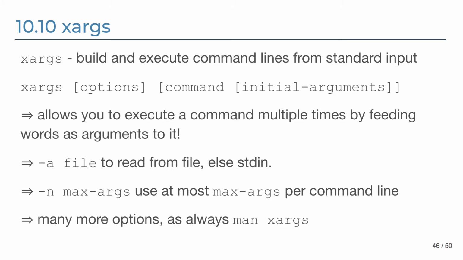And again, a couple of parameters: -a to specify the file from which to read, or I can also just use standard in. And then with -n maxargs, you specify how many arguments you want to pass in each run. So if you have -n2, it would always read two words from the file, pass those as arguments, and execute the command with them.